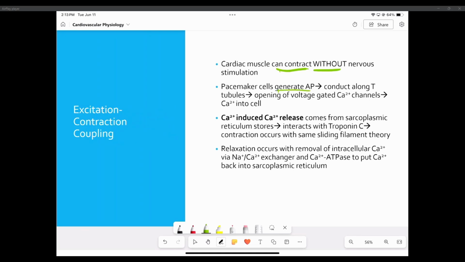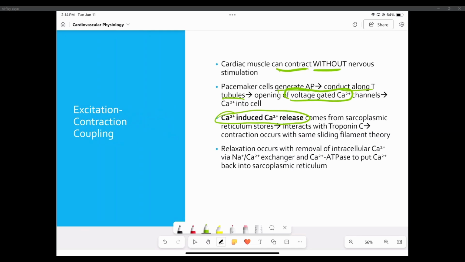Same thing, pacemaker cells generate action potentials. What generates the action potential, the depolarization, movement of what ion? Sodium, okay, causes that same depolarization. That depolarization goes along the T-tubules, and it's at this location where we have our voltage-gated calcium channels. Calcium comes into the cell from the outside. However, in cardiac muscle, they have a very special thing called calcium-induced calcium release. As the calcium is coming in from the outside, it causes the SR to dump calcium into the cell as well. Calcium coming in from the outside stimulates the SR to release calcium into the cell. Calcium-induced calcium release.